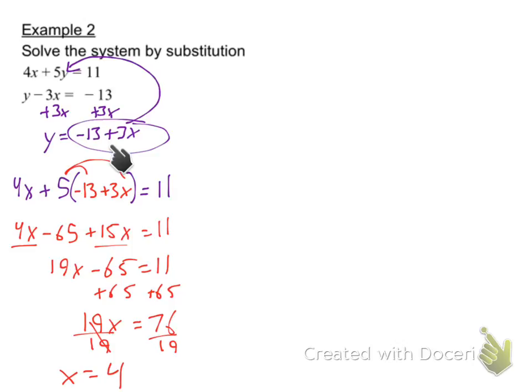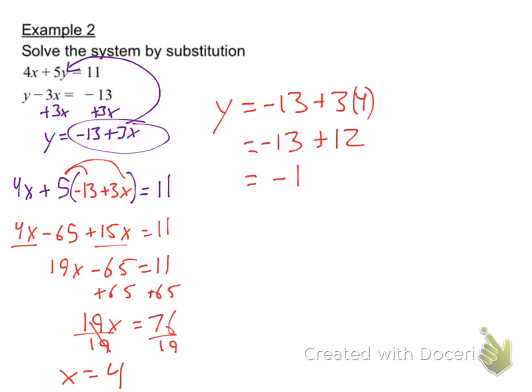This equation, guys, is the second equation right here, just already modified to say y equals. Why wouldn't I place it into the equation that is solving for the variable I want? That makes sense. So y equals negative 13 plus 3 times 4, which is negative 13 plus 12, which is negative 1. And so it's 4 comma negative 1.